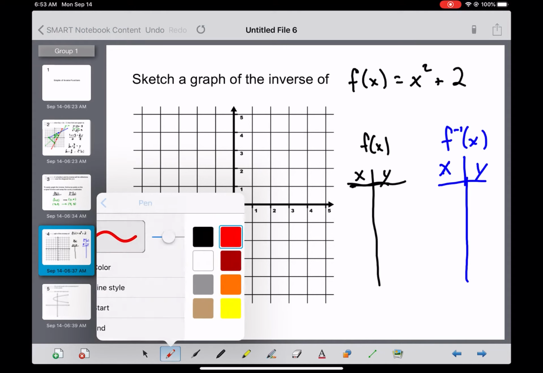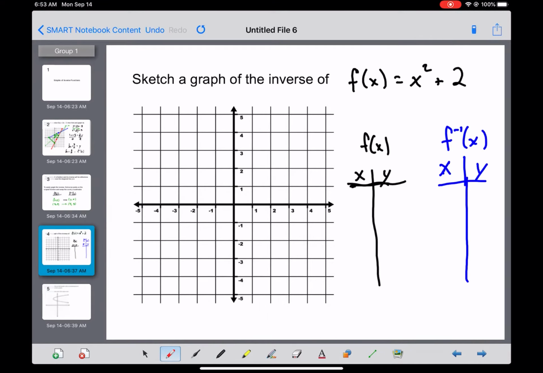So let's start with just f of x, the original function, and we're going to make a little xy table. I can tell that this is going to be a parabola because it has an x squared. It's a quadratic function. So I want to get several points just to make sure we can see the curvature there. I'm just going to pick some x values: -2, -1, 0, 1, 2.